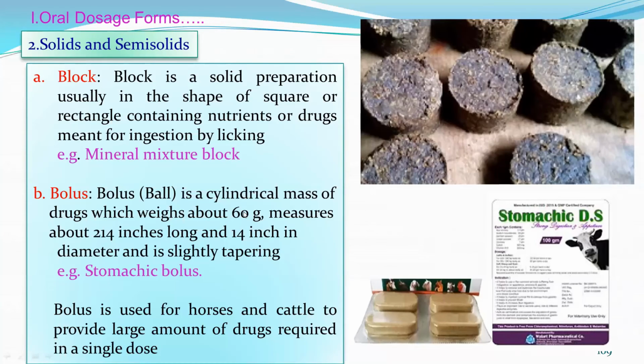Bolus is used for horses and cattle to provide a large amount of the drug required in a single dose. Another example is the sulfadimidine bolus. A 5 gram bolus is available, a huge bolus, because here the dose is more, so a bigger quantity is required.